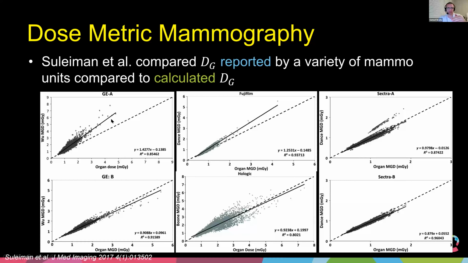System underestimates. If the line is above the dashed line, it underestimates. So the machine says it's 4 milligray. The reality is it's actually 6 milligray. So if it's above the line, it underestimates.